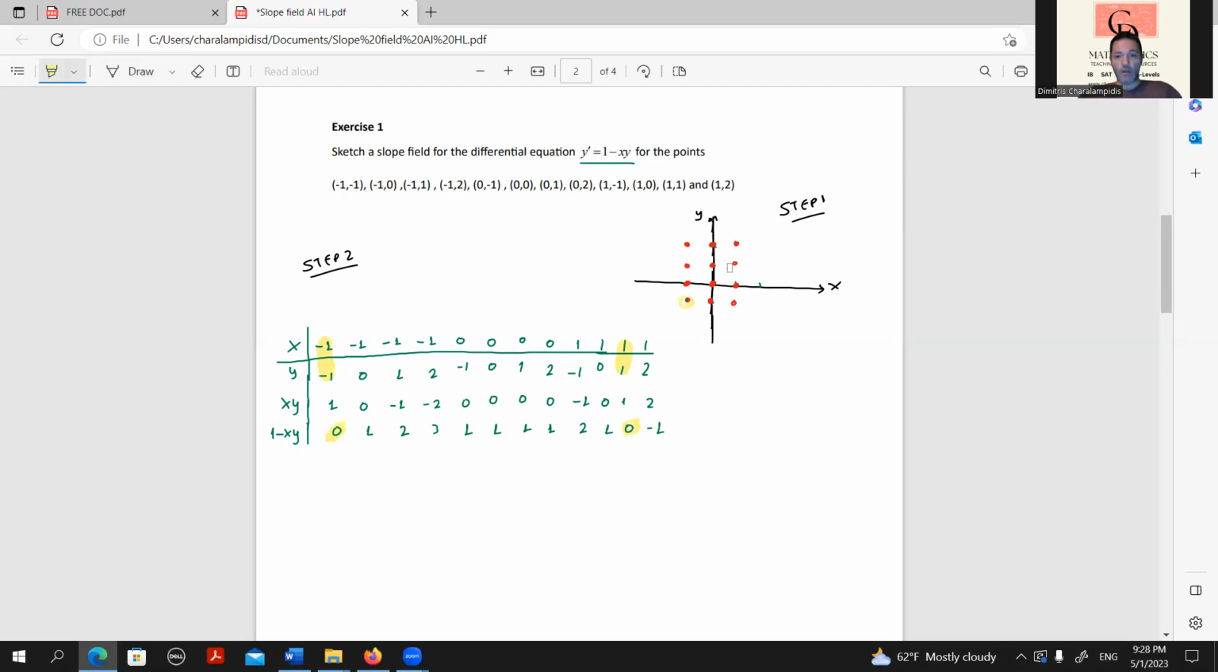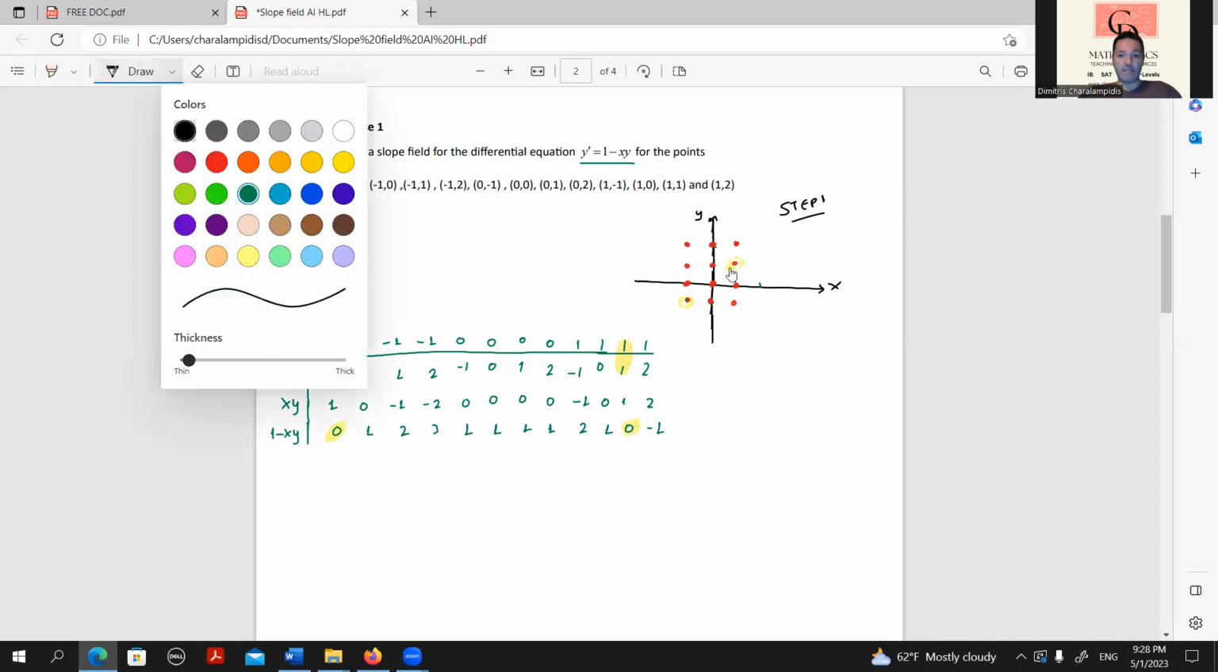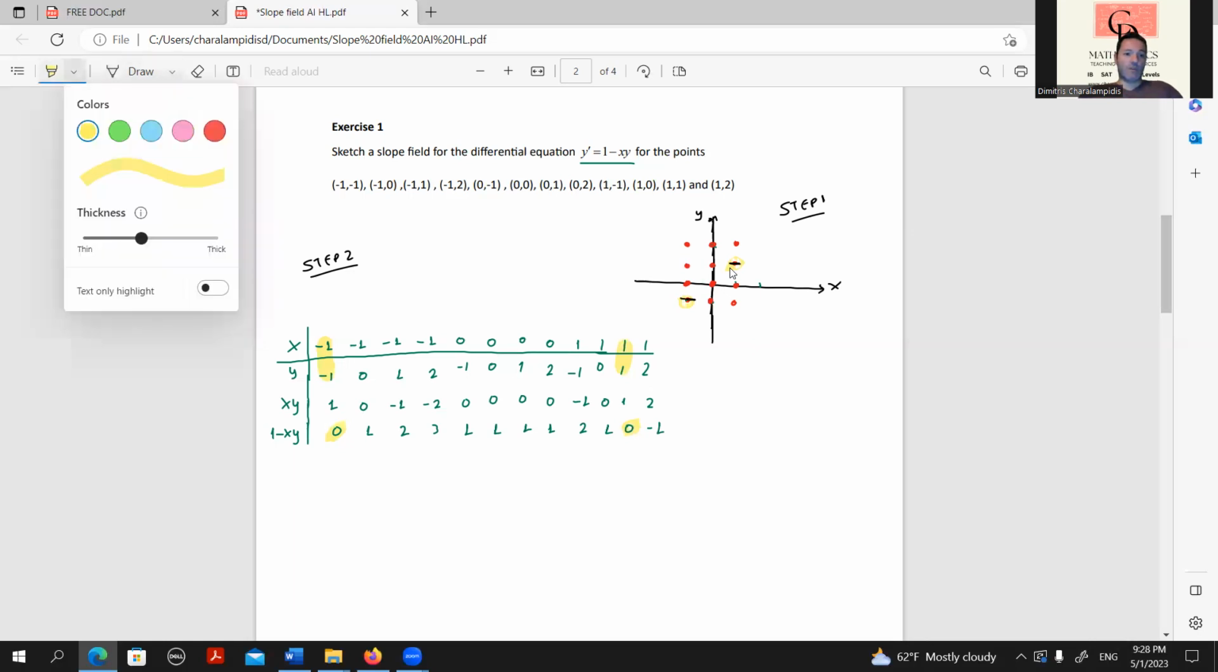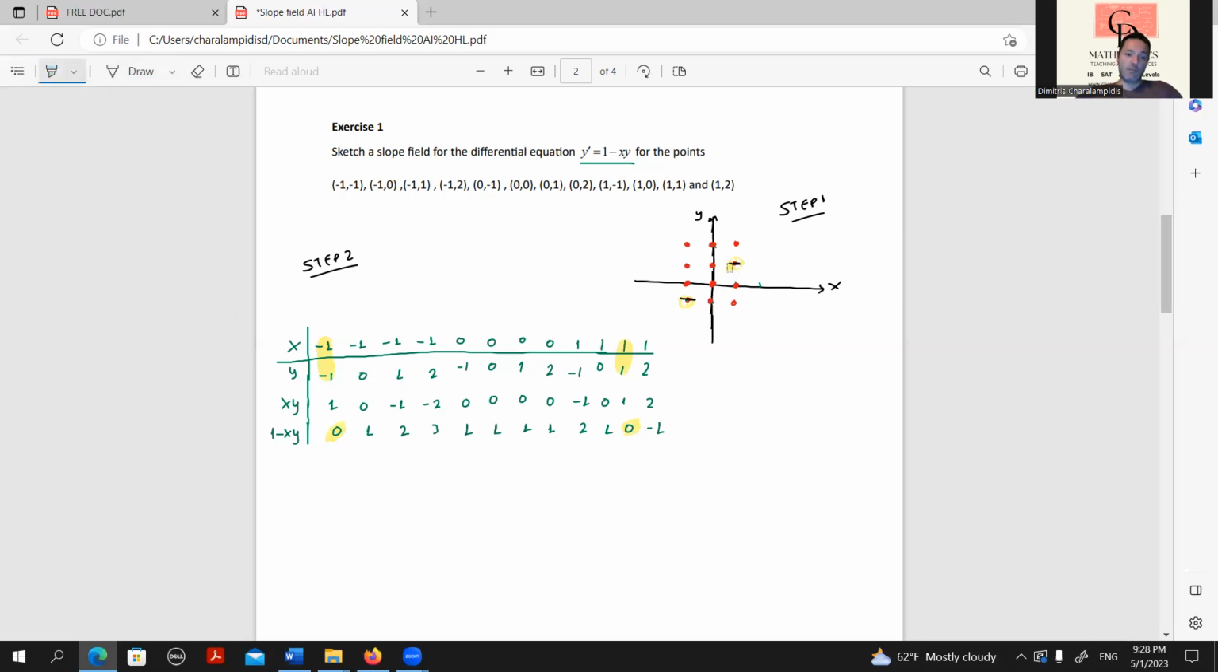And 1, 1 is this point over here. And in these points, I need segments that are parallel to the x-axis. So it could look like that and like that. Next, we have a slope of 1, which occurs in these points.